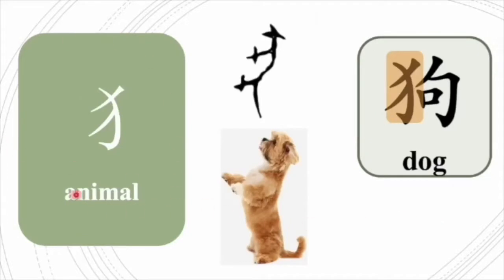What about this one? What does it look like? Yeah, I think some of you got the right answer already. It looks like a standing puppy. So this radical means animal. The character 狗, which means dog, has this radical.